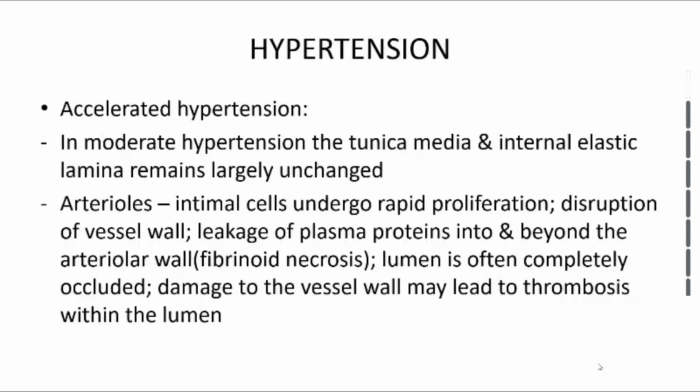Then, still in accelerated hypertension, intimal cells undergo rapid proliferation, that is basically increasing in number rapidly. And then there is the disruption of the vessel wall, so the wall is disrupted, basically destroyed. There can be perforation through the wall, and so there ends up being leakage of plasma proteins into and beyond the arteriolar wall. That's what we call fibrinoid necrosis.